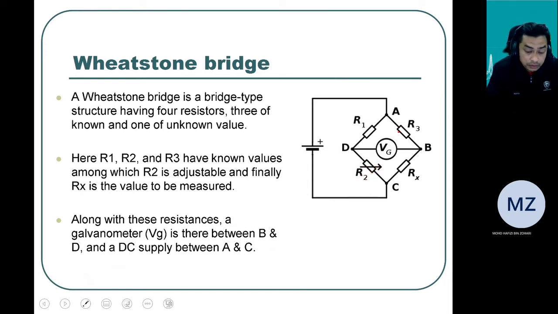So for example, if we have fixed values R1 and R3, and then Rx is something that we want to measure, of course it will change depending on the condition. If the body has an increased temperature, then Rx will also increase. If Rx increases, it will give an effect of unbalance to the circuit. We will look at this in the next slide.